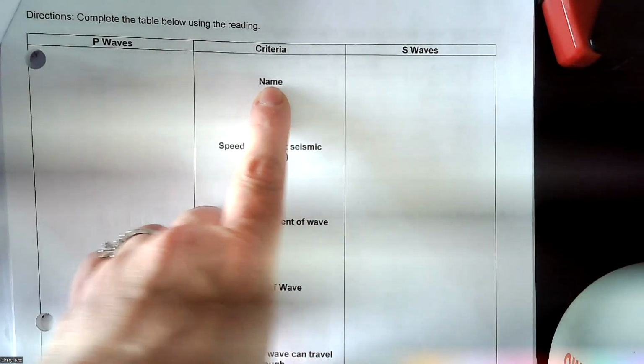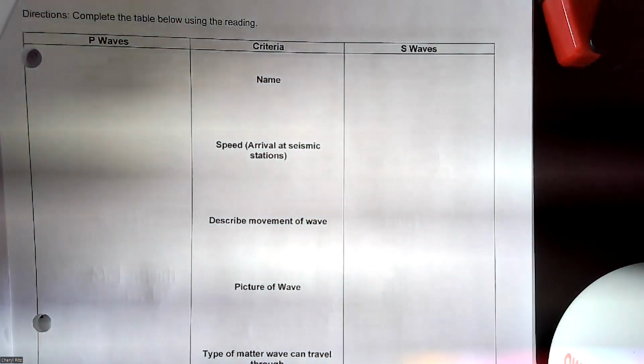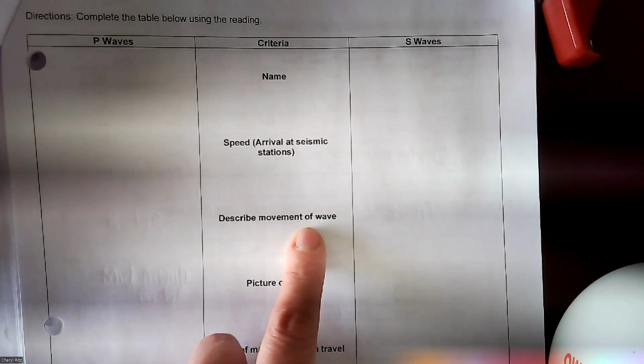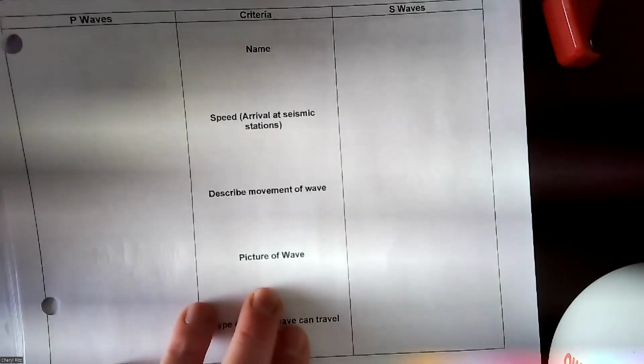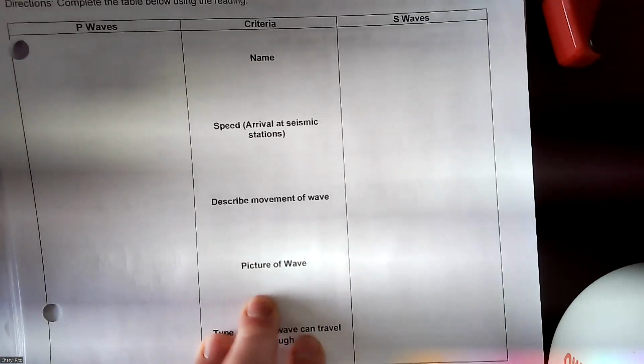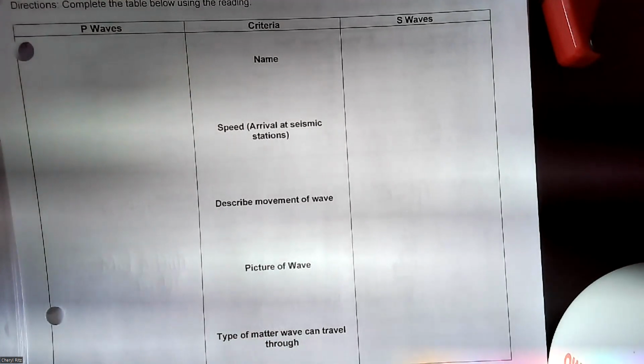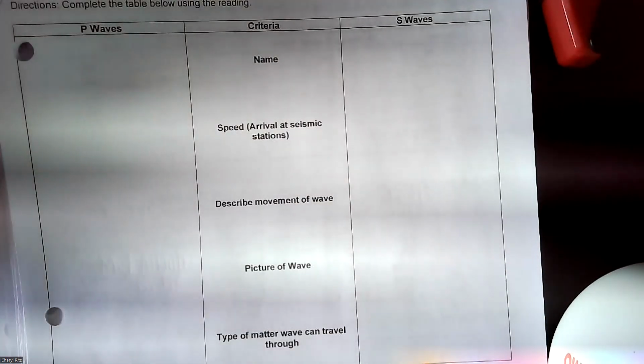So we're going to be looking for the actual names for P waves. They're not just called P waves, they have a real name. Same for S waves. There's a speed, and in parentheses, I put arrival at seismic stations. Tell me which one gets there first and which one gets there second. The movement is described in the reading. So how do they move? If you want to hold off on drawing a picture till we make sure that's correct, you can hold off. And then types of matter the wave can travel through. What do I mean by matter? Solid, liquid, or gas. So we're looking for 8, because you don't have to do the picture right away.